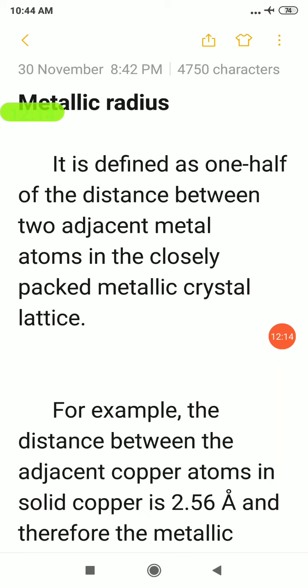Okay, so with this, the topic of atomic radii is completed. In the next video, we will see Pauling's method to calculate the ionic radii. Okay, thank you.